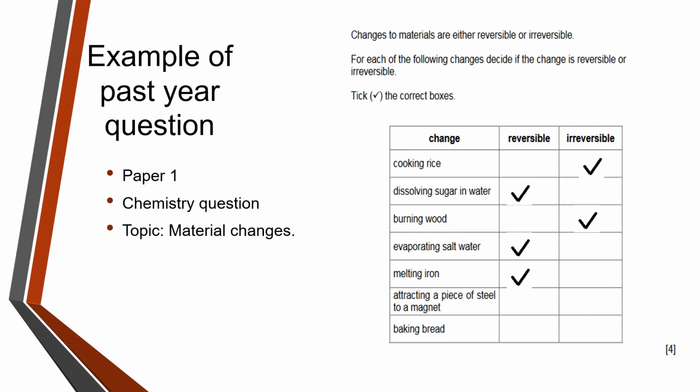How about attracting a piece of steel to a magnet? What do you think? You have a magnet, you have steel. Yes, steel is attracted to magnets. You can remove it and you can put it back again. So this is reversible. Baking bread. You take bread dough and you bake it in your oven. When you have the freshly baked bread, you cannot turn it into bread dough again. So that is an irreversible change. Okay, an example of a paper 1 chemistry question.